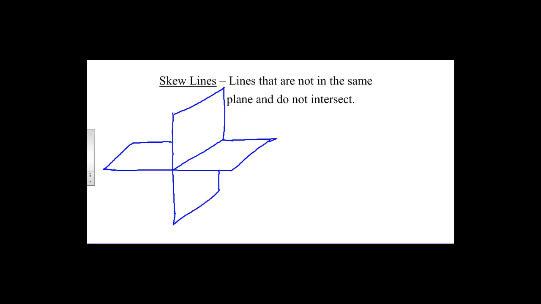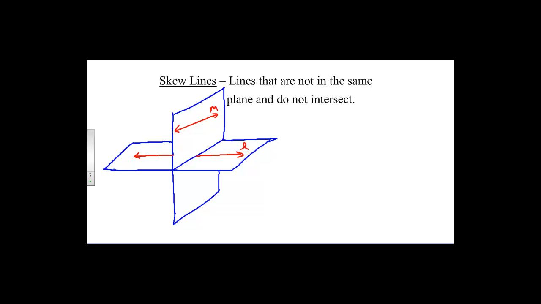So if I start by drawing two different planes that intersect each other, if you can visualize that as two pieces of paper running into each other, for example, skew lines would be lines that do not intersect, but they don't intersect because they're not even on the same plane. An example of this would be line L and line M. Line L and line M do not intersect each other. Line M is above line L, and they are never going to cross.